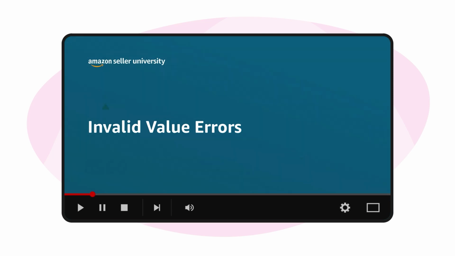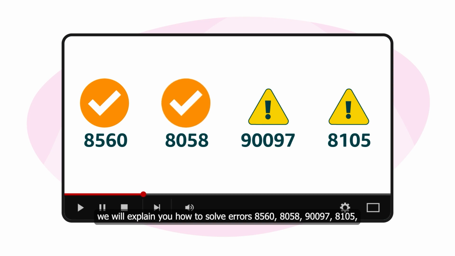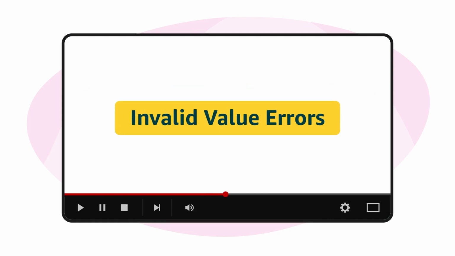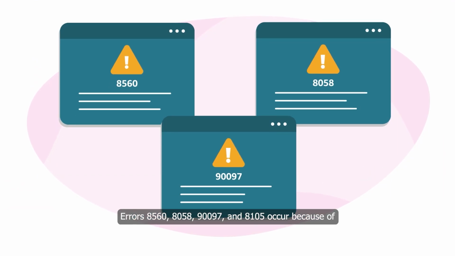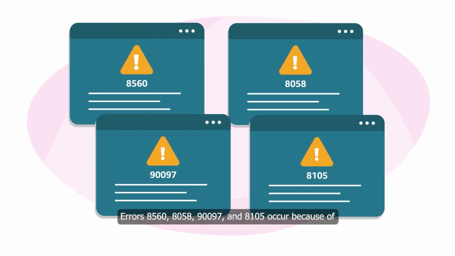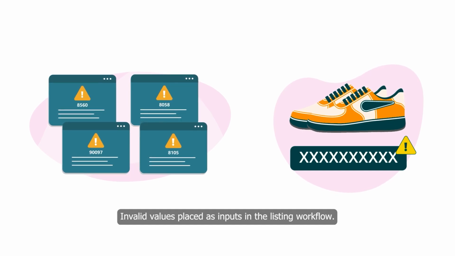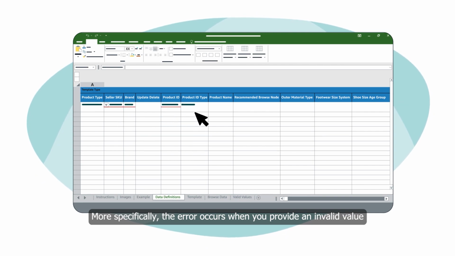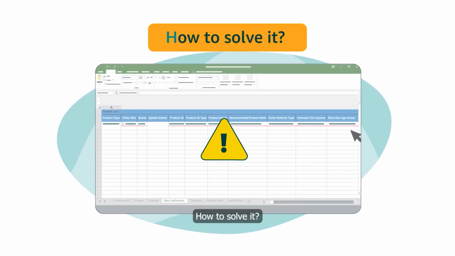In this short tutorial, we will explain how to solve errors 8560, 8058, 90097, 8105, commonly known as invalid value errors. Let's start. Errors 8560, 8058, 90097, and 8105 occur because of invalid values placed as inputs in the listing workflow. More specifically, the error occurs when you provide an invalid value for the specified field name in your inventory file template.